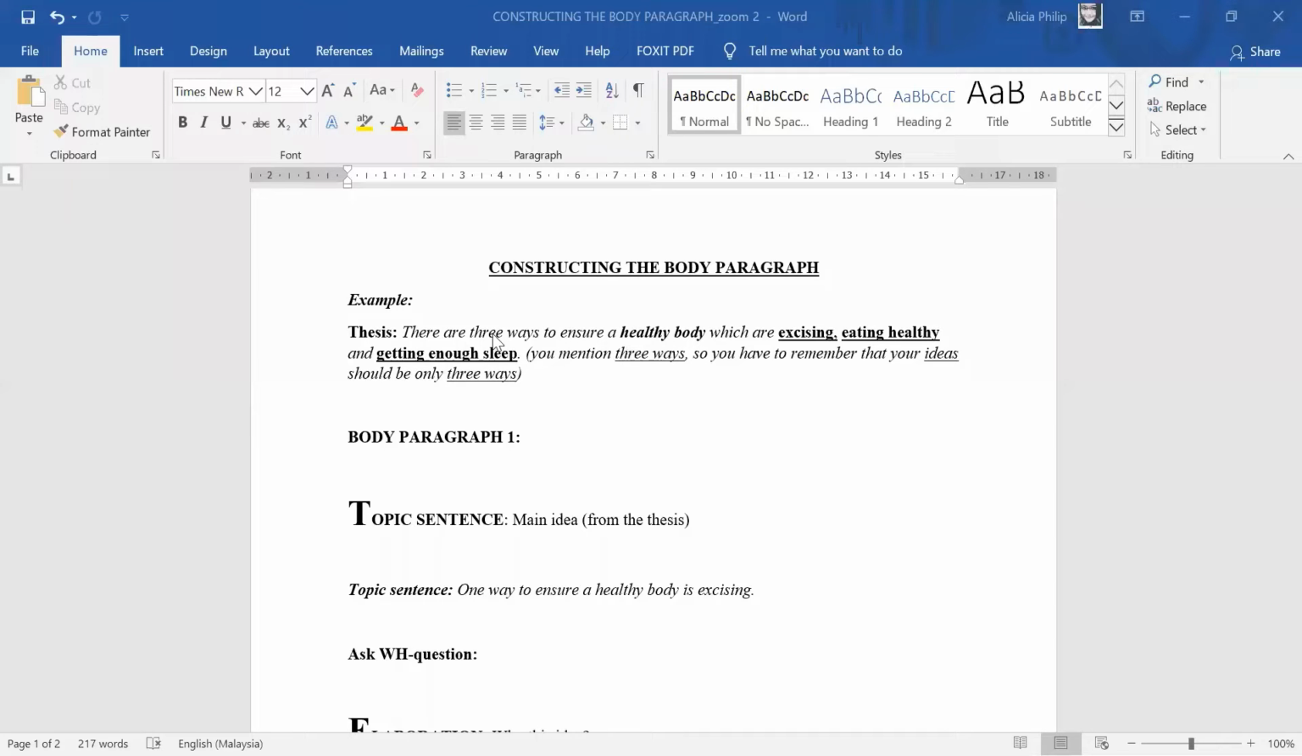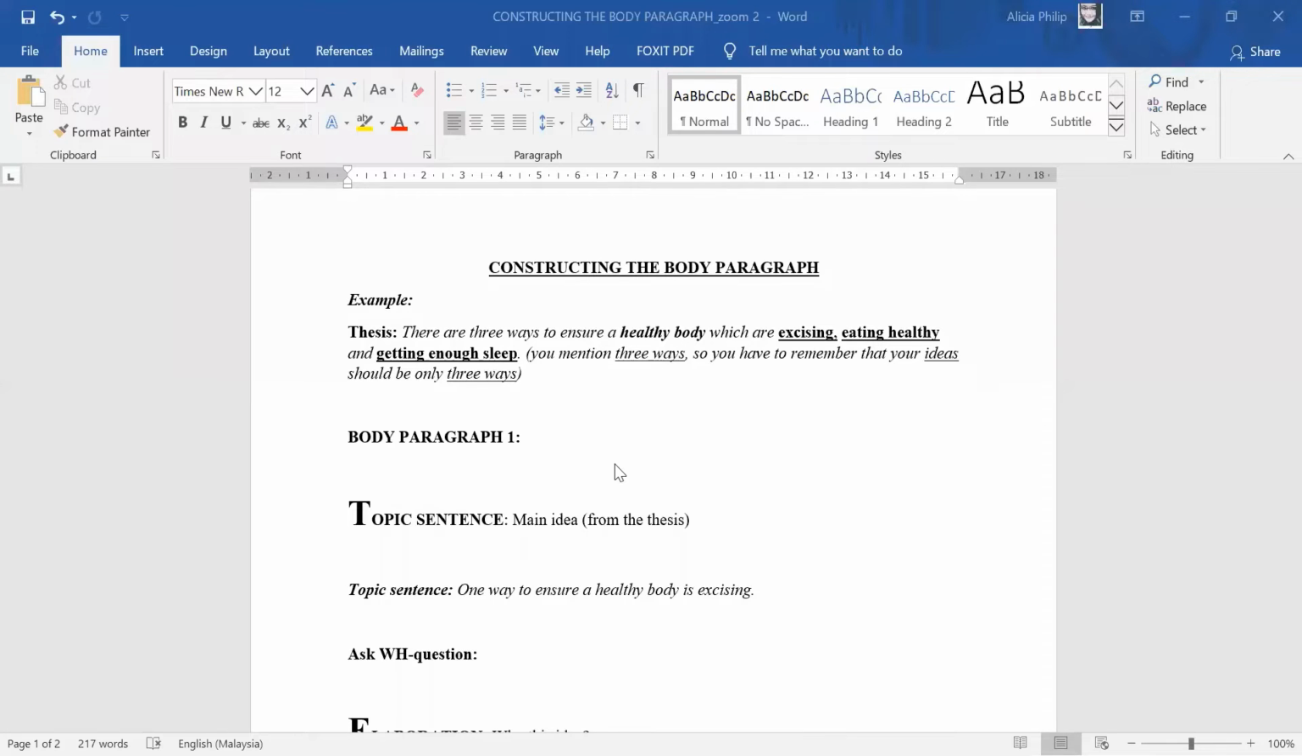So you are mentioning that there are 3 ways to ensure a healthy body. When you say 3 ways, you are framing your essay, saying that I'm only mentioning 3 ways in my essay. So what are the 3 ways you have stated here? Exercising, eating healthy, getting enough sleep.